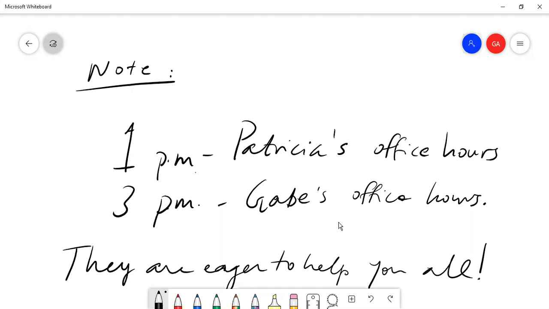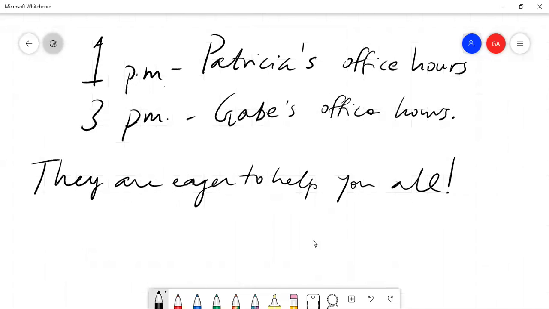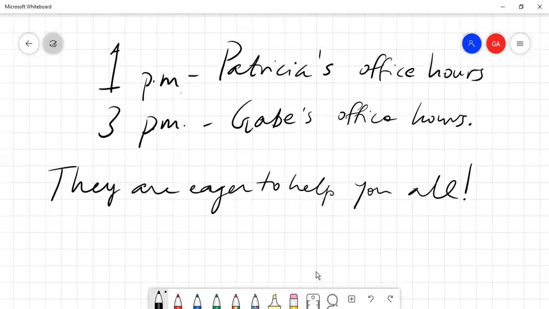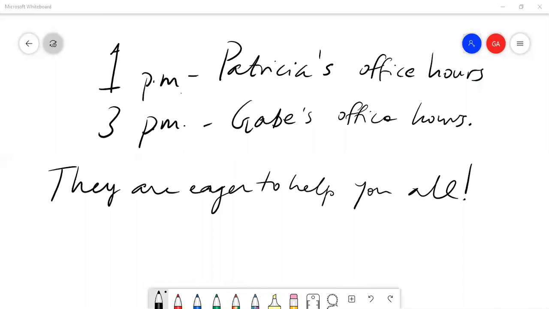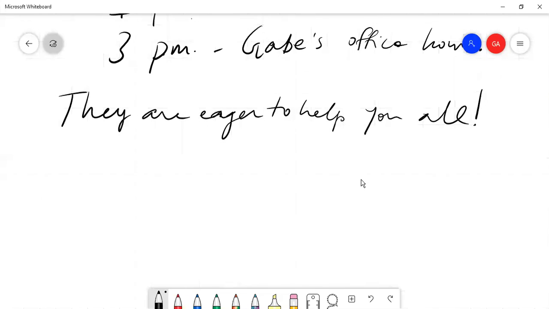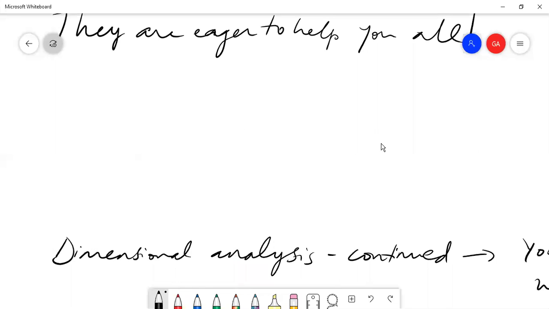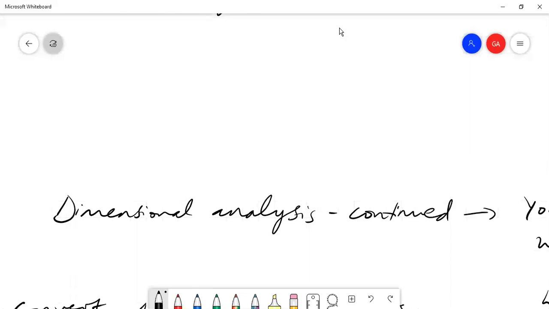So these people are here to help you. Please attend. The homework is due tomorrow at 9 p.m. So this is a great time to get some of the harder questions answered. The last question on the homework, be careful with it because it's a bit tricky, right? You can get lost in dimensional analysis. But today we're going to do some more practice with dimensional analysis, and hopefully by the end of today, you will all feel confident.